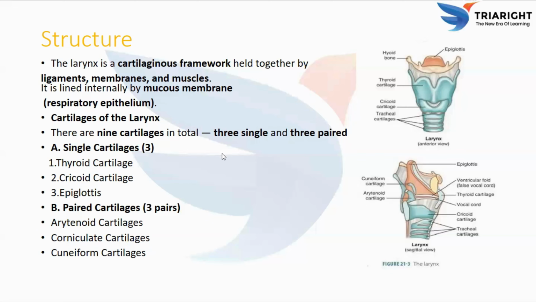This helps to keep the surface moist and traps dust or particles. So how many cartilages are there within the larynx? There are 9 cartilages in total: 3 single cartilages and 3 paired cartilages. What are the 3 single cartilages? Here you can see in the picture the thyroid cartilage, the cricoid cartilage and the epiglottis. These 3 are the single cartilages, whereas the paired cartilages are the arytenoid, cuneiform and corniculate cartilages.